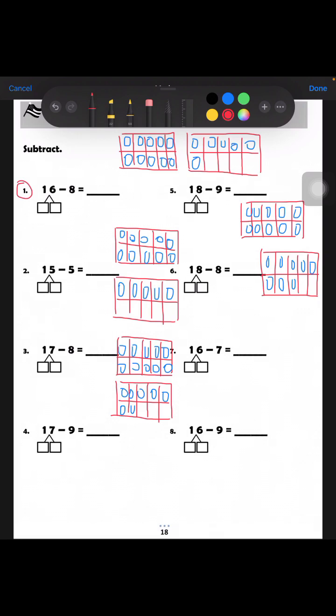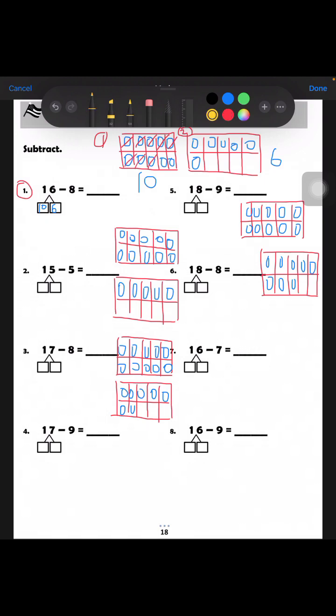So here we also got two 10 frame sets, the first one and the second one. So how many circles are in the first set? Yes, 10. How about the second one? Yes, there are 6 circles. So 16 is split into 10 and 6. And now we need to cross out 8 circles. So which set should we choose? Yes, it should be the first one. So we cross out 8 circles in the first set.